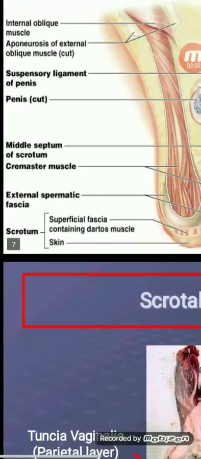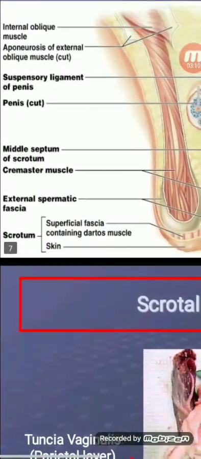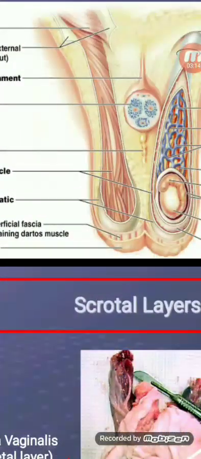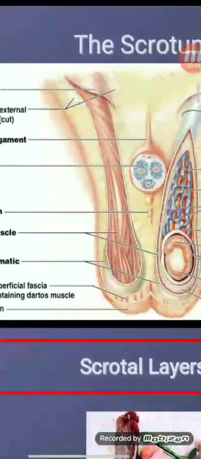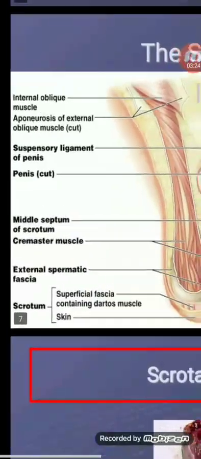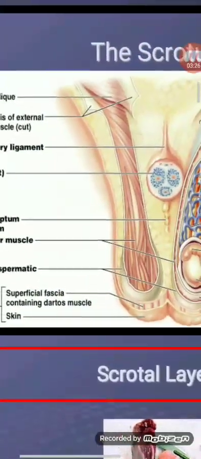Take a look at the cremaster muscles, skeletal muscle. Take a look at the middle septum of the scrotum, as you can see, and this section of the penis: 2 corpora cavernosa and 1 corpus spongiosum. And take a look at the suspensory ligament of the penis.